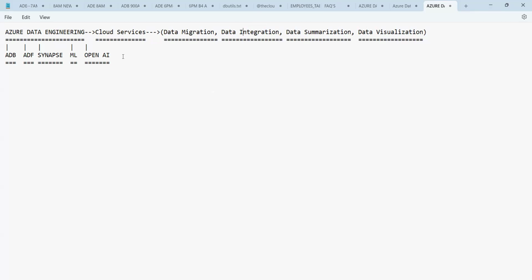Let's start with the first one. What is data migration first of all? When we talk about data migration, what do we mean by migration here? The first one is called the data migration service. All these are services, guys. There is no product here. Everything will be a service.